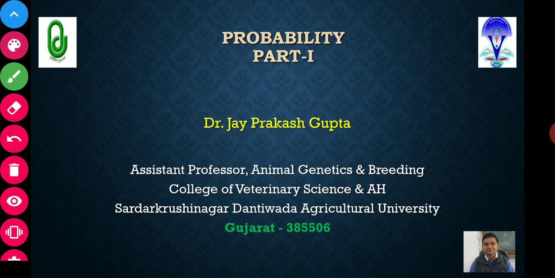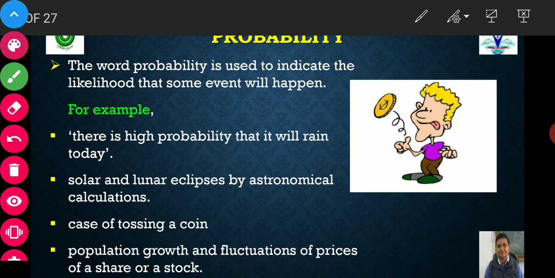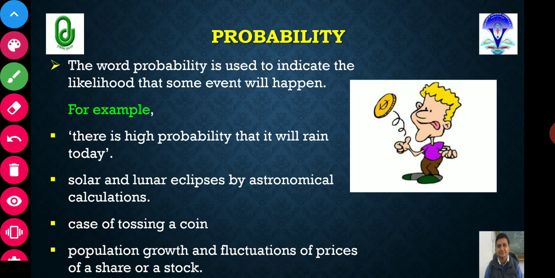So first we will see what is probability. The word probability is used to indicate the likelihood that some event will happen. This word likelihood is very important. It indicates what is the likelihood of happening of a particular event. So just listen to it carefully.